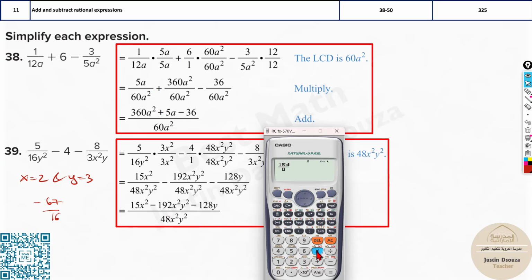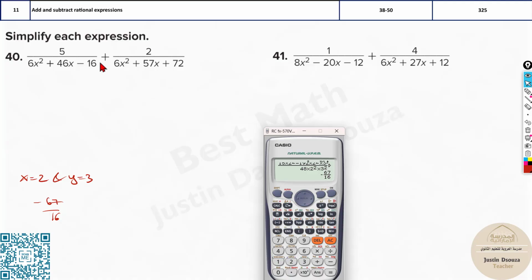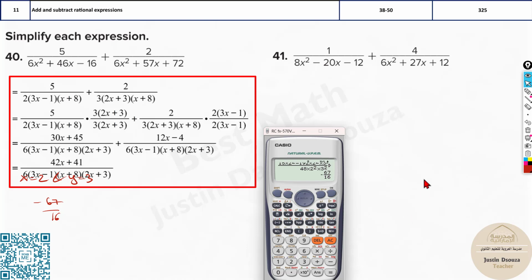Let's check over here. 15 times x is 2 squared minus 192. Again, x is 2 squared and then multiplied with 3 squared, that is y squared, minus 128 times 3 divided by 48 times 2 squared times 3 squared. Now the answer is negative 67 by 16. Yes, then this is correct. Other options will not match with this particular value, so therefore they are wrong. Now what about these? You can try these by yourselves, guys. These are just single variables. You can do it and then check the answers.